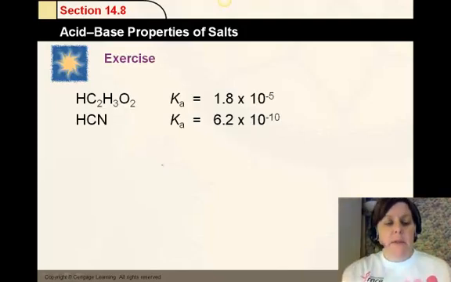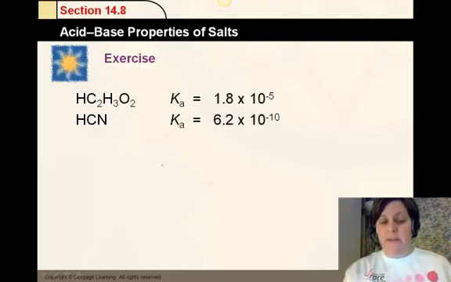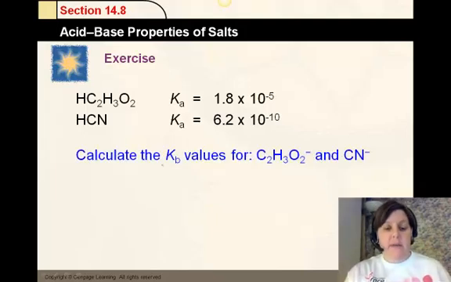So here's an example where they're giving you two weak acids, the Ka, first one being 1.8 times 10 to the negative 5, and the second one 6.2 times 10 to the negative 10. Calculate the Kb values for their conjugates. Well, pretty easy, because Kb times Ka equals Kw.